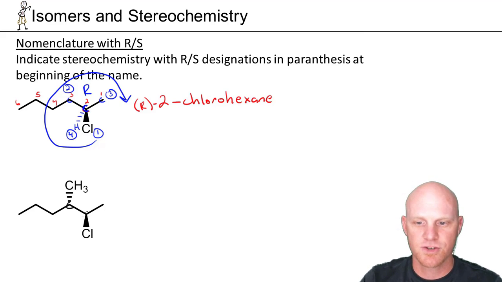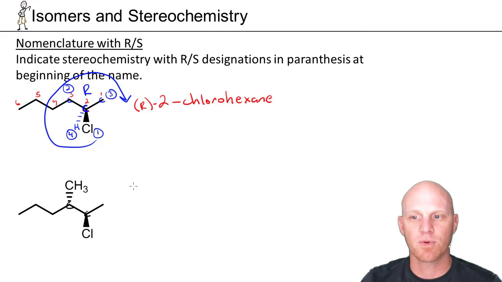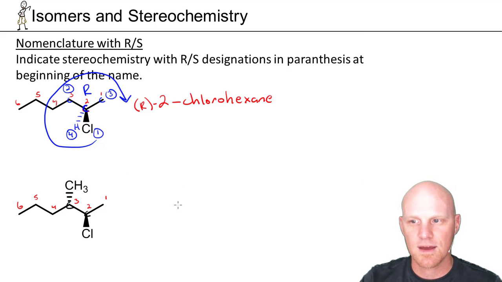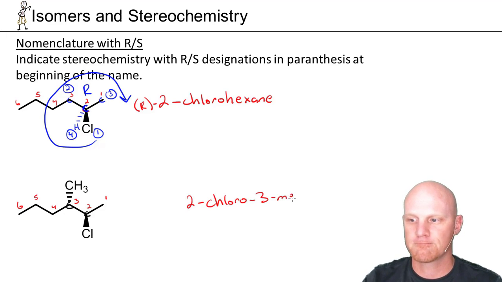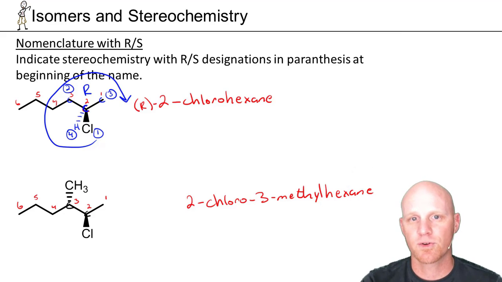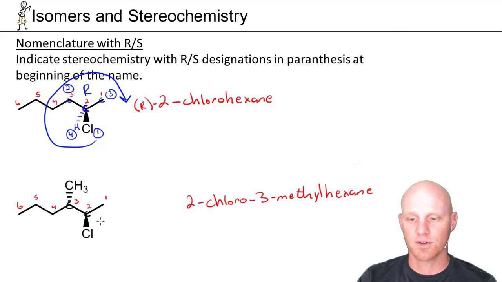Now we'll see in the second example here, we've got 2 chiral centers. So, it gets a little trickier when you designate them in parentheses at the beginning of the name. But once again, if we numbered the longest chain here, we'd number it 1, 2, 3, 4, 5, 6. And so if we were to name this, ignoring the stereochemistry for a minute, we'd have 2-chloro, 3-methyl, hexane. Cool, but now we're going to go through and assign R and S to both chiral centers.